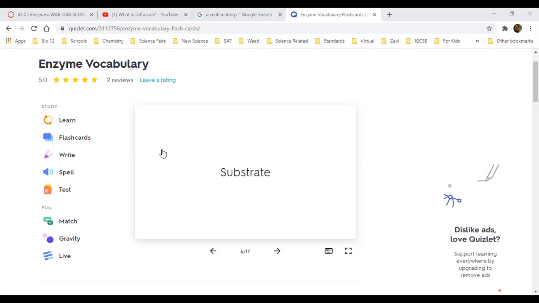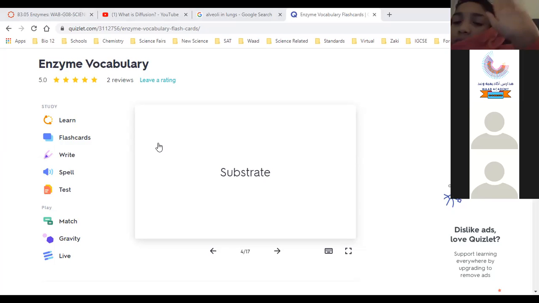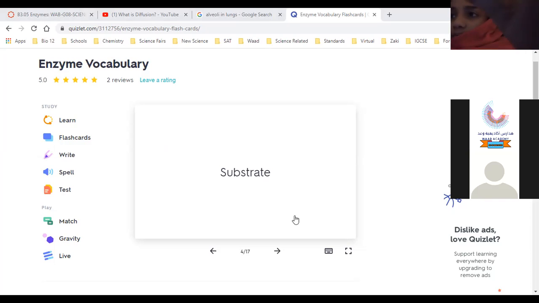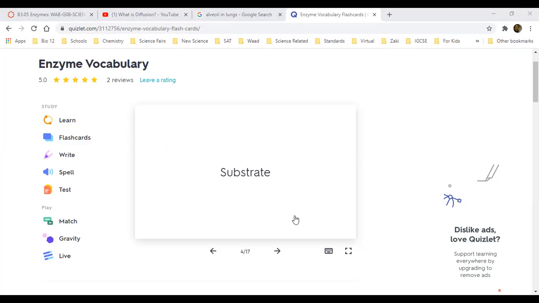So, what is a substrate? Do you remember anything that comes to your mind? I know Ghazi, you know it. Basim also knows it, but he has to recall it. Where did Basim go? He put himself on mute. Basim, do you want to answer this question?